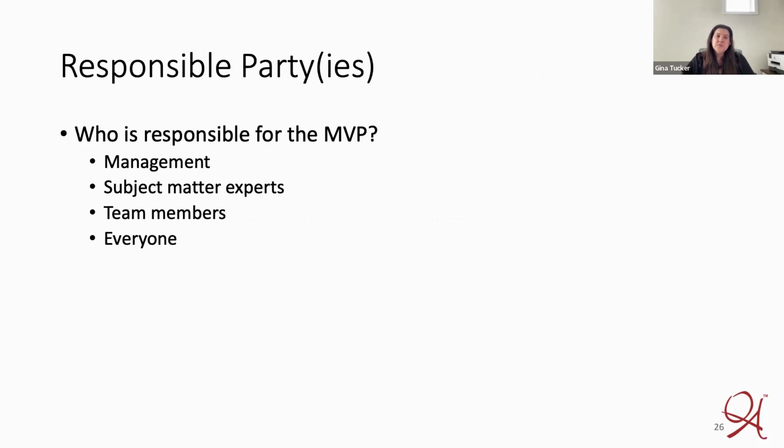So when it comes to responsible parties, it's important to understand who's responsible for the MVP. At a high level, everyone is responsible for the MVP, similar to how we discussed that each of our stakeholders have different roles and responsibilities. When the MVP is implemented, everybody has a different role and a responsibility for the ongoing maintenance of their system. So management, SMEs, our team members, everybody.